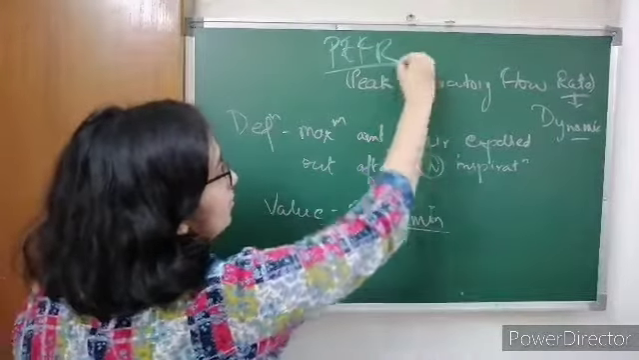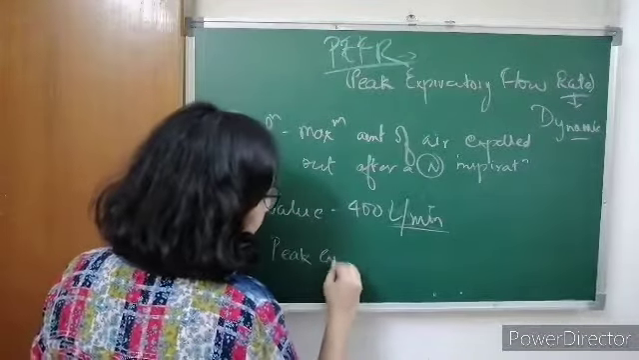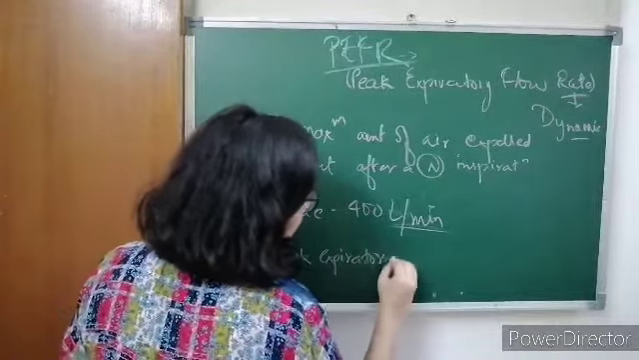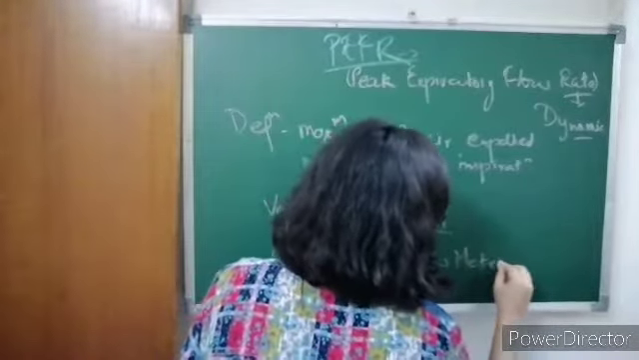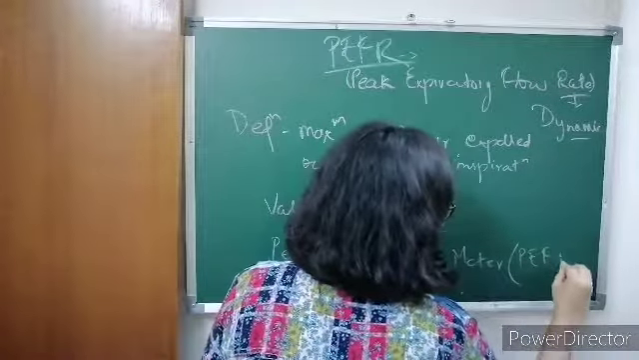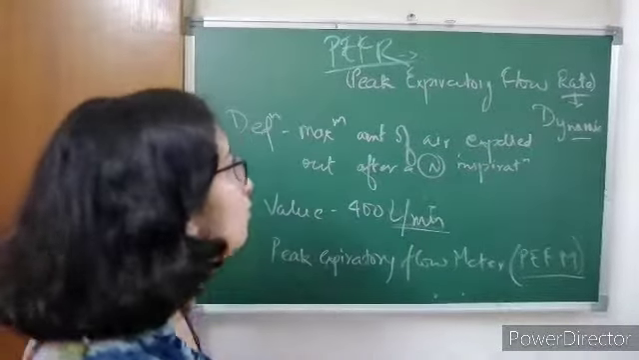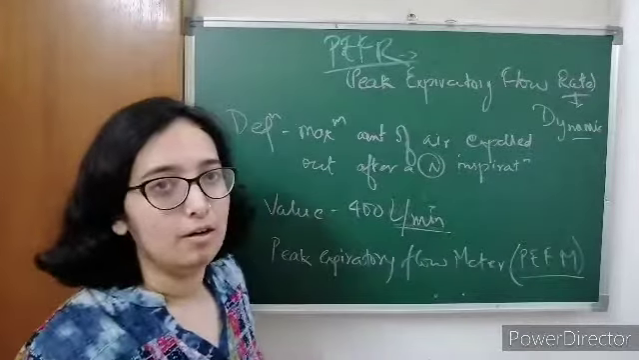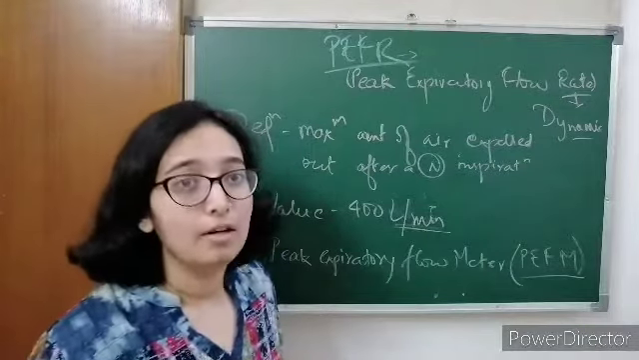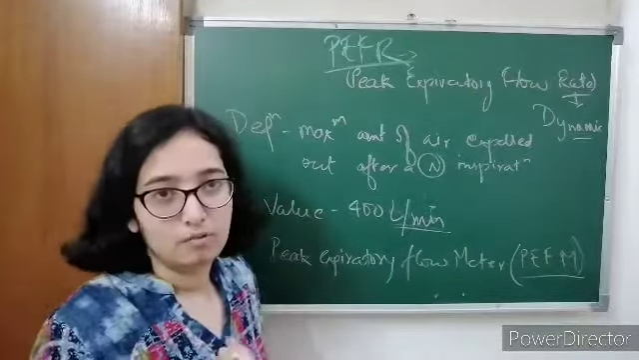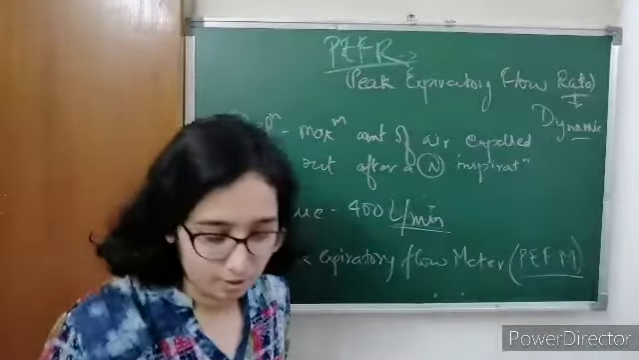And PEFR is measured by an instrument which is known as the peak expiratory flow meter. Okay, PEFM. So this is the instrument through which the PEFR is measured. Now we will see what is the significance of measuring PEFR. Right, that's why we measure PEFR. What can we measure through this, and after measuring it, what are the different things that we see in that? So let's see the significance of PEFR.